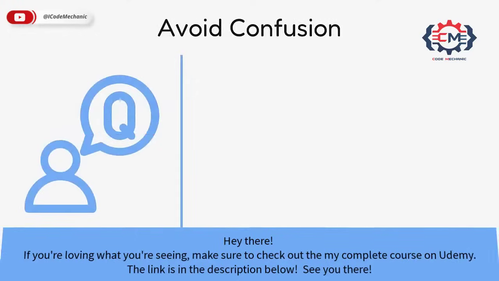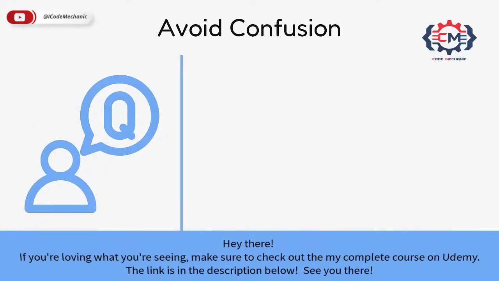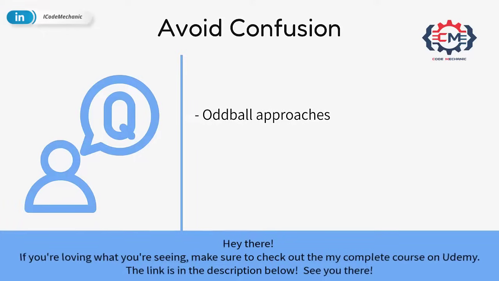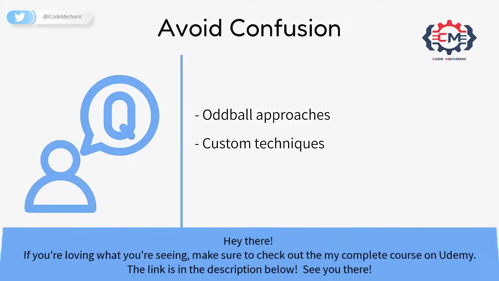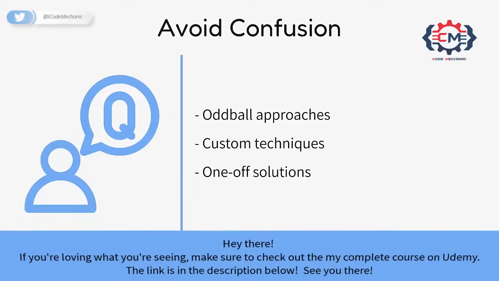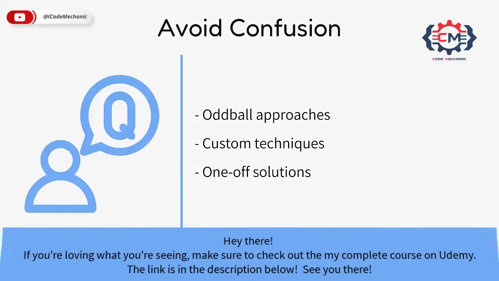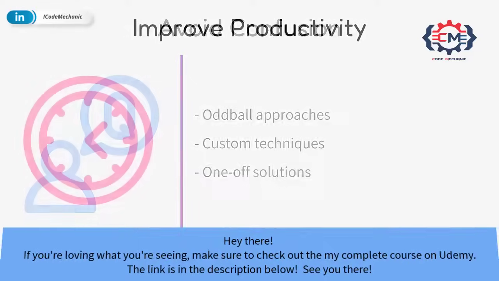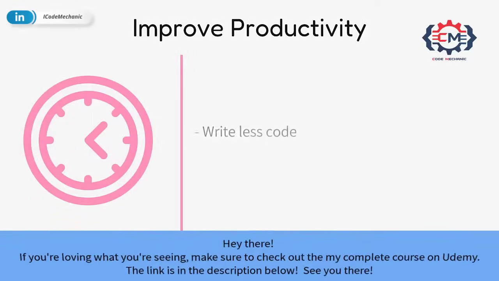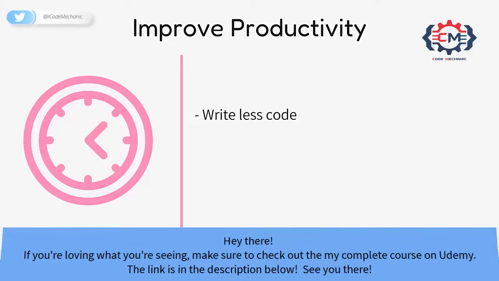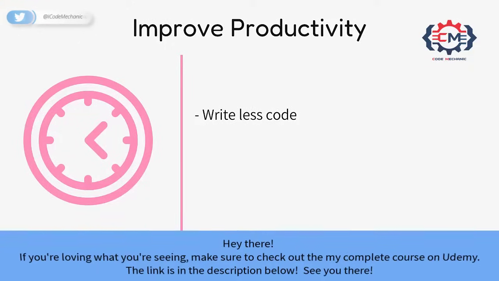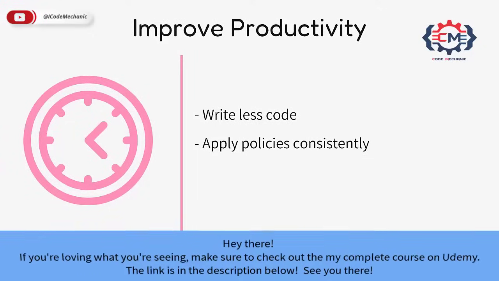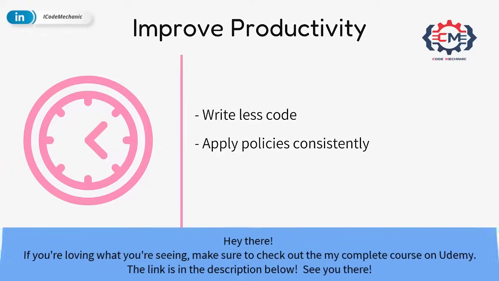First, one of the main reasons to follow standards and best practices is to avoid confusion and surprises. When we minimize oddball approaches, custom techniques, and one-off solutions to problems that already have well-known established solutions, we make our APIs easier to use and easier to maintain. We can also improve productivity by having a consistent approach to building web APIs that typically will mean writing less code, since standard policies can often be applied consistently and even automatically across the code base.